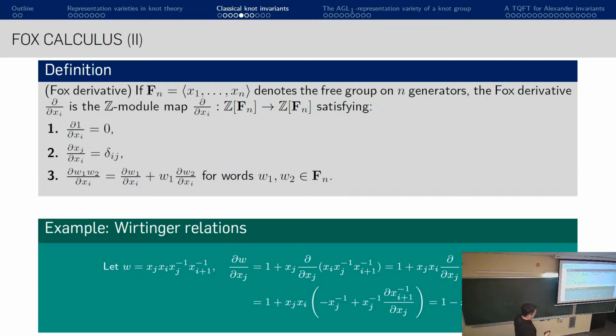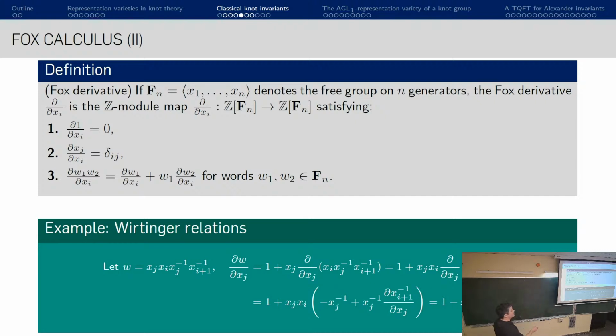I promised that we were going to do examples. So that word there is a Wirtinger relator. The xi plus 1 is usually on the other side. So the relation is this equals 1. And now it's essentially reconfiguring your mind and applying those properties instead of ordinary derivatives.